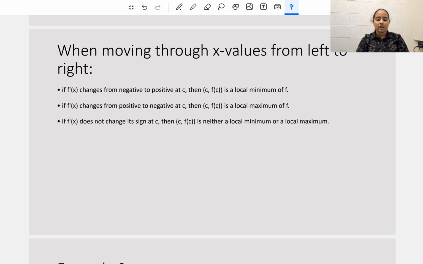So let's now discuss local maxima and local minima. If a function behaves something like this, where the function changes from a negative gradient to a positive gradient, this is a local minimum. Whereas if a function changes from a positive gradient to a negative gradient, this is a local maximum. If a function doesn't change sign, for example, an x cubed graph, it is neither a local minimum nor a local maximum.